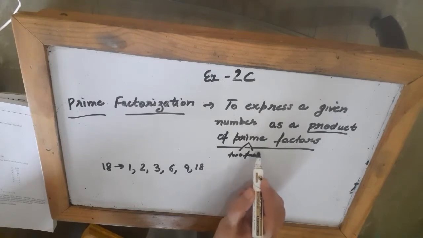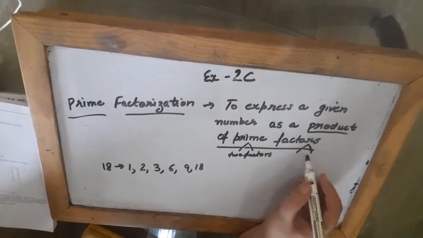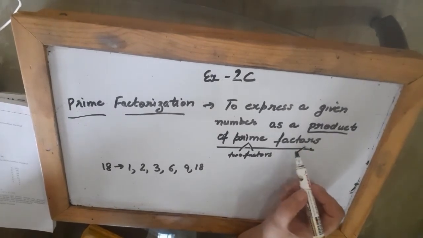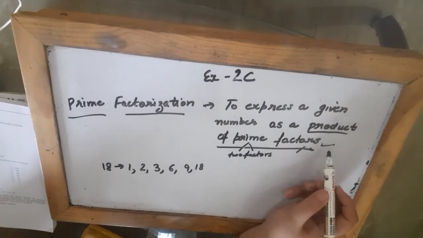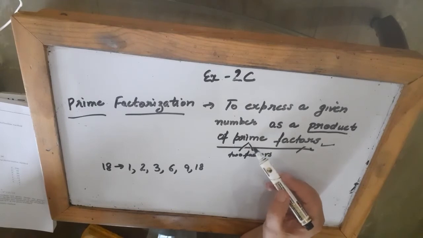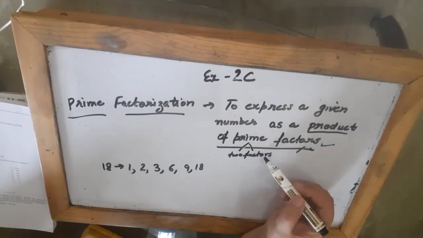Numbers which have only two factors are called prime numbers. And what are factors? Factors are those which divide the given number exactly. I have already told you what factors are. And what are prime numbers? Prime numbers are those numbers which have only two factors, 1 and itself.